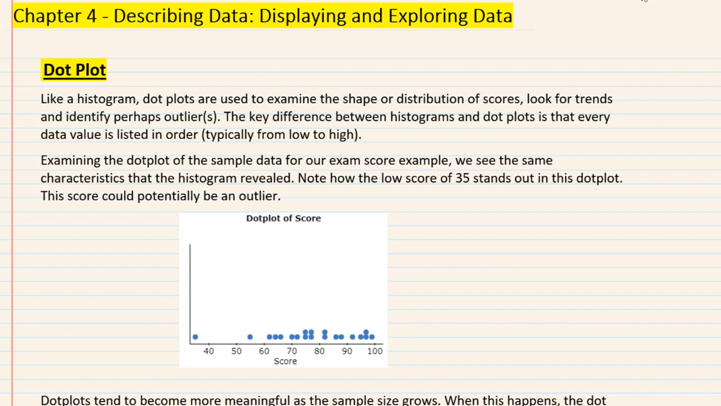Chapter 4. We're going to continue on describing data. This time we're going to look at displaying and exploring data. Coming out of chapter 2, we looked at some of the graphical displays for summarizing qualitative and quantitative data. For qualitative or categorical data, we looked at bar plots. We looked at pie charts.